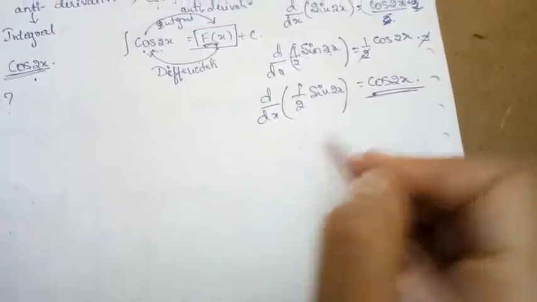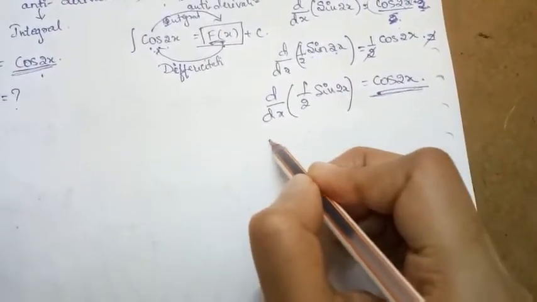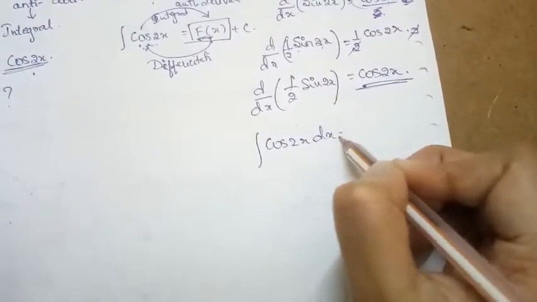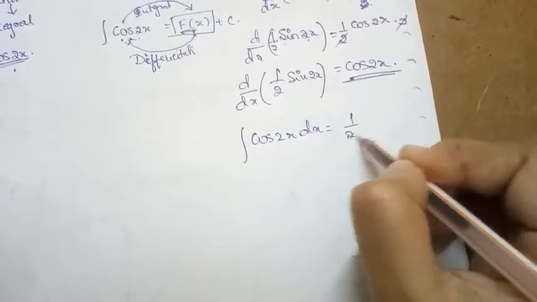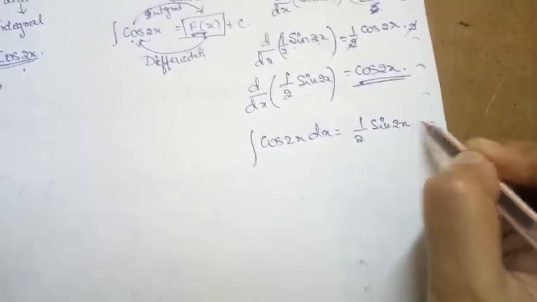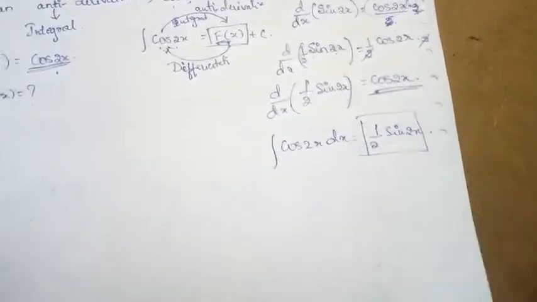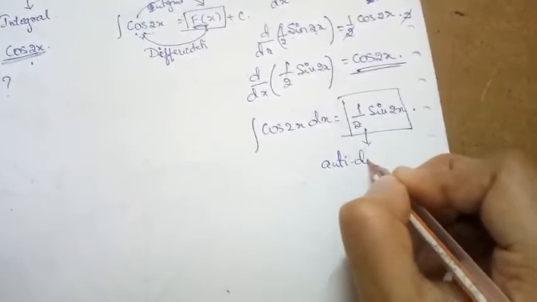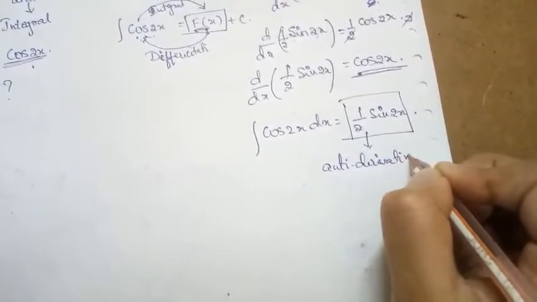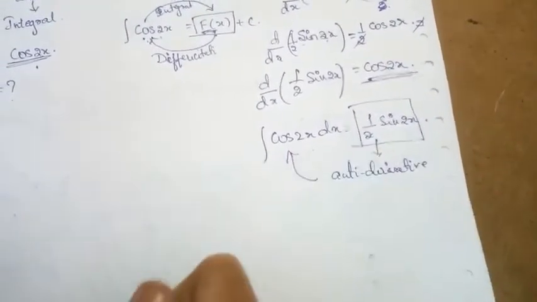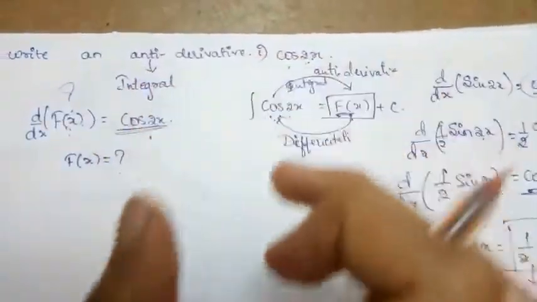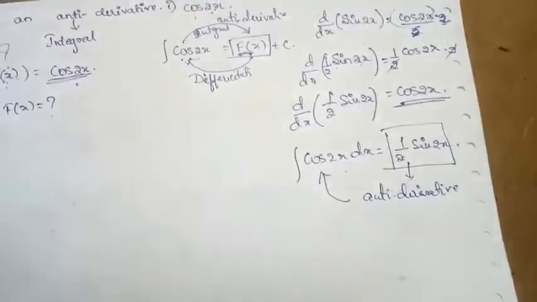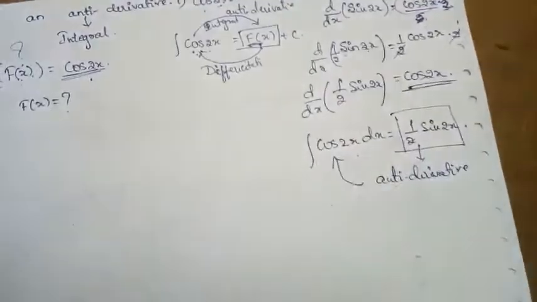In terms of integrals, when I integrate cos 2x with respect to x, I get the integral 1 by 2 sine 2x. So this 1 by 2 sine 2x is nothing but an antiderivative of cos 2x. This is what we needed to find. There is no proper method; this is how we generally find an antiderivative of a given function.